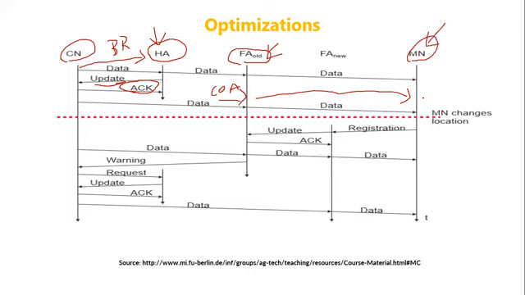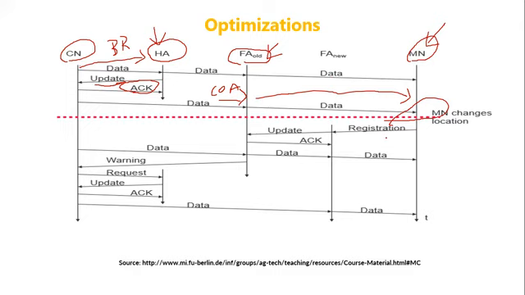Fine. Now consider this scenario. Assume that meanwhile the mobile node has moved from FA old to FA new. That is, no more is the mobile node with FA old. Now it is with FA new.